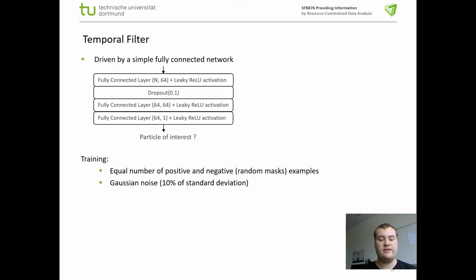The training is done on an equal number of positive and negative sets, so a negative example would be a random mask that is placed anywhere in the background of an image. The Gaussian noise is added to add a certain diversity in the data.